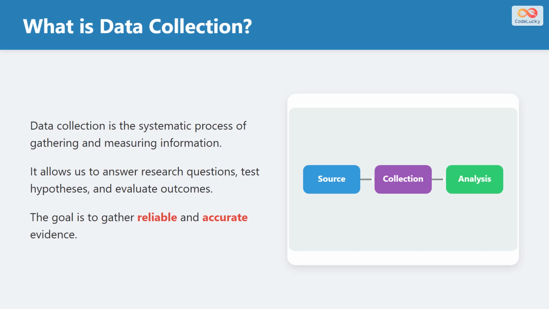First, let's define what we mean by data collection. It is the systematic process of gathering and measuring information. We do this to answer specific research questions, test our ideas, or evaluate outcomes. The most important goal here is to ensure the evidence we gather is reliable and accurate.